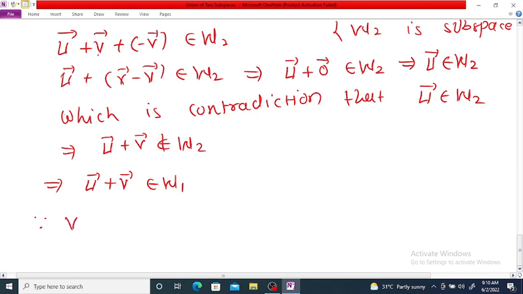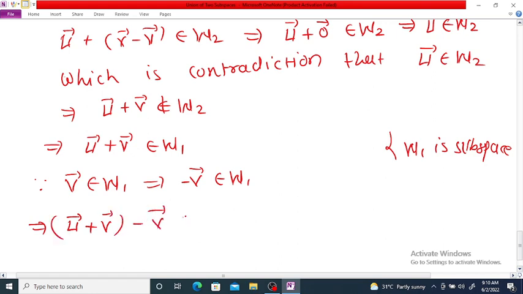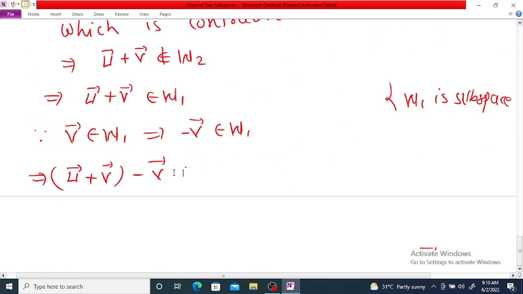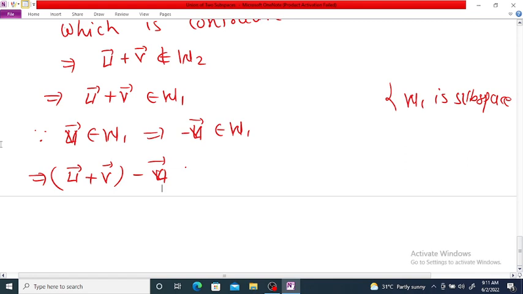Now since v bar belongs to W1, v bar minus v bar also belongs to W1, and W1 is a subspace, so it is itself a vector space. Now this implies u bar plus v bar, minus v bar. What do we assume? u bar belongs to W1, not v bar. Since u bar belongs to W1, minus u bar belongs to W1, and I am going to write here minus u bar.